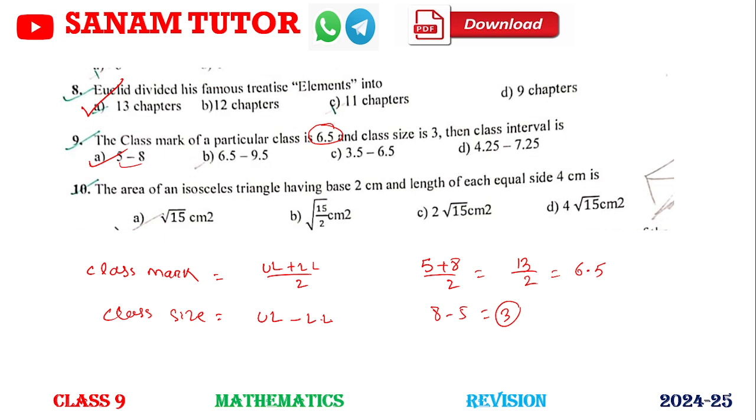Find the area of the isosceles triangle having base equal to 2. Suppose this is an isosceles triangle, base is 2 and equal side is 4. So 4, this is also 4. So we solve by Heron's formula. Heron's formula means area equal to root of S into S minus A, S minus B, S minus C. S means A plus B plus C by 2, or half perimeter.